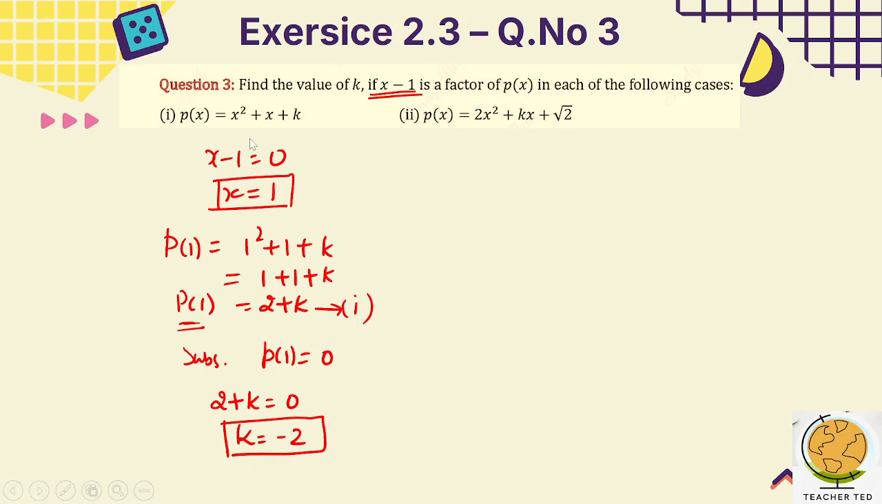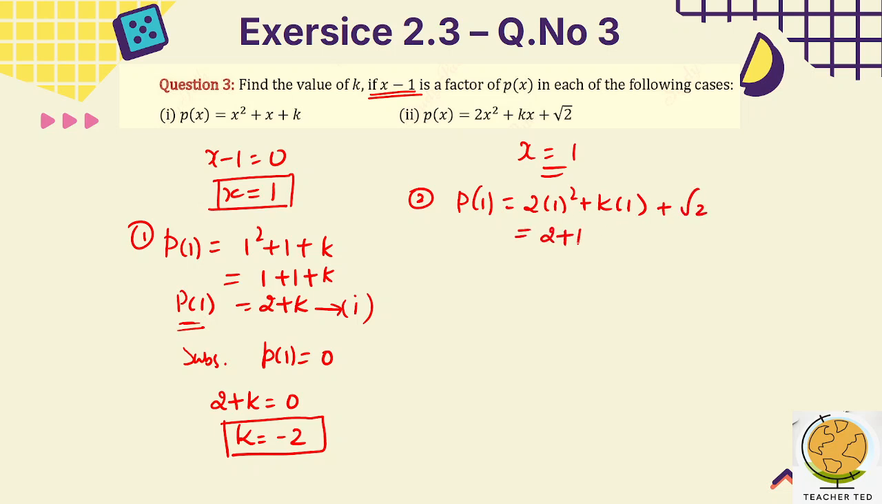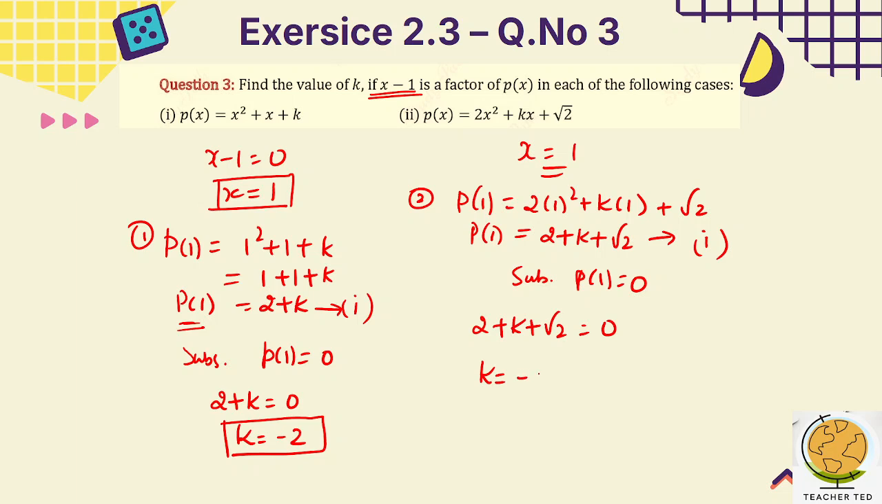It's reverse engineering. The next problem, again the same one, x is equal to 1, you substitute in the given equation. p of 1 is equal to, this is the second problem and that was the first problem, 2 into 1 square plus k into 1 plus root 2. So 1 square is 1, 2 into 1 is 2, plus k into 1 is k, plus root 2. So 2 plus k plus root 2 is an equation where we need to find the value of k. Again, from the remainder theorem, substitute p of 1 is equal to 0. It becomes 2 plus k plus root 2 is equal to 0. k is equal to, if you take this to the other side, minus root 2 and minus 2. Minus 2 and minus root 2 are the values for k in this case.